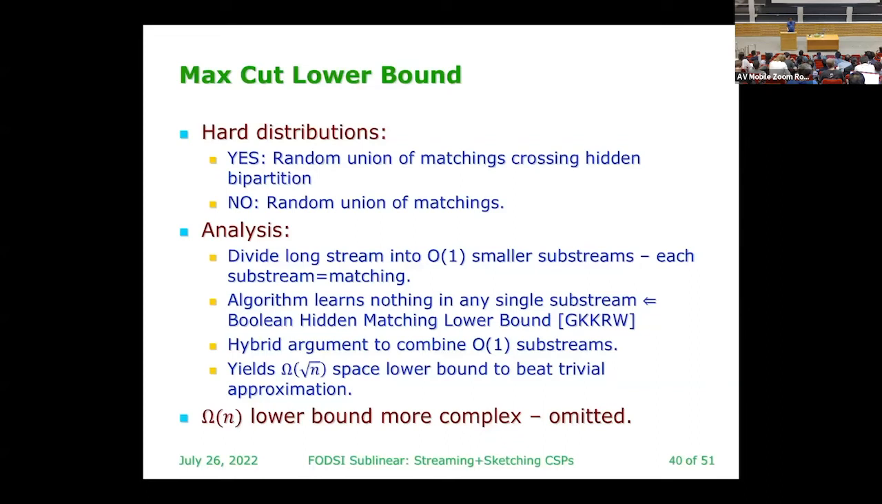So the square root of n space lower bound comes from the fact that the Boolean hidden matching requires communication of square root of n. Okay.